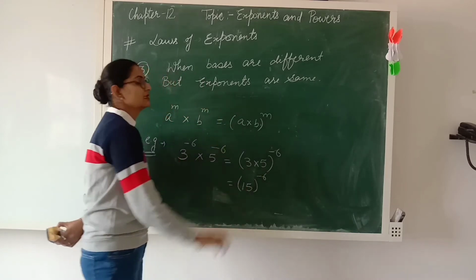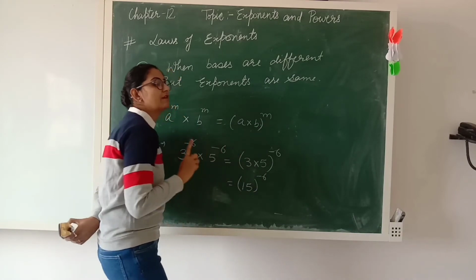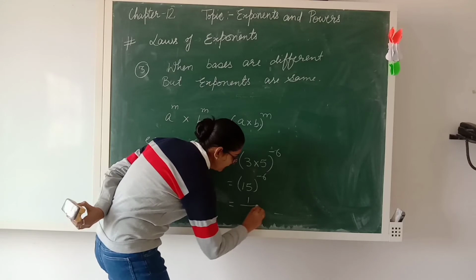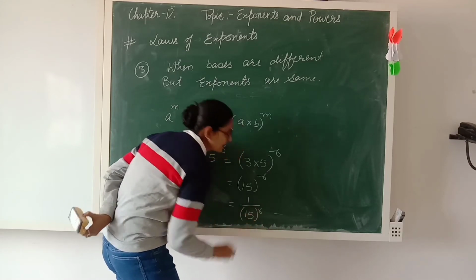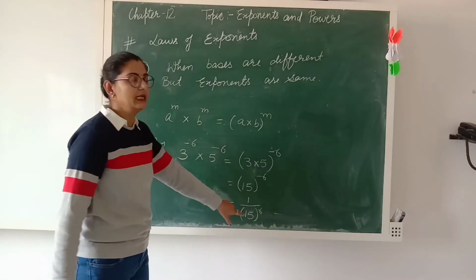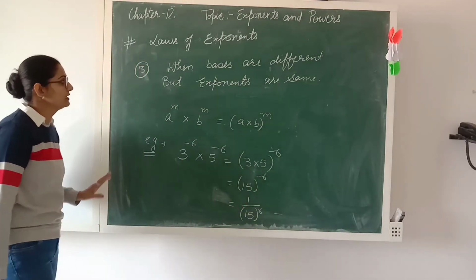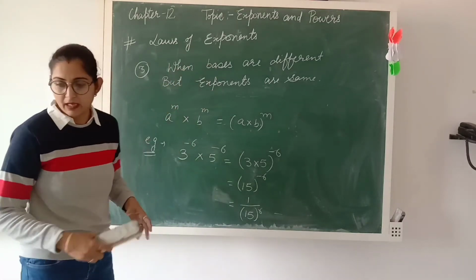Now exponent is negative. So what do we have to do? We have to just convert this negative exponent into positive. So you have to just write it in the denominator. It becomes 1 upon 15 raised to the power 6. That will be our third formulation, when bases are different but exponents are same.